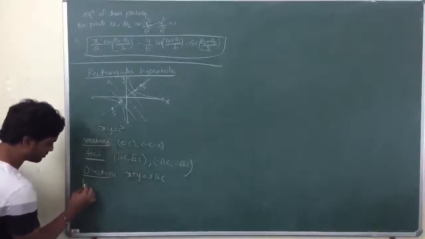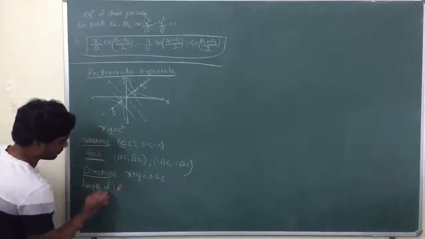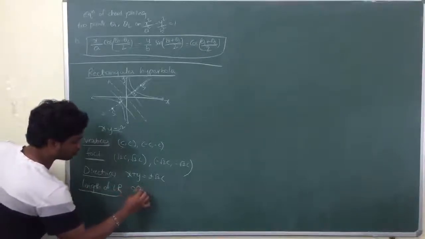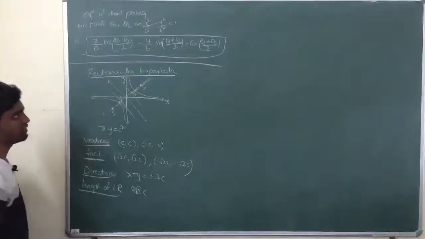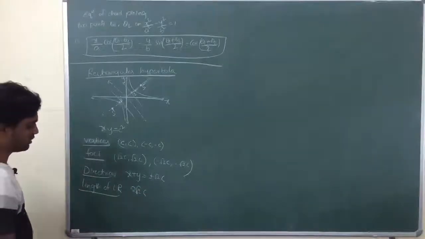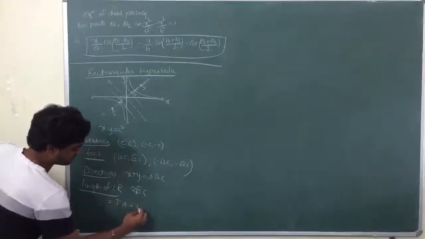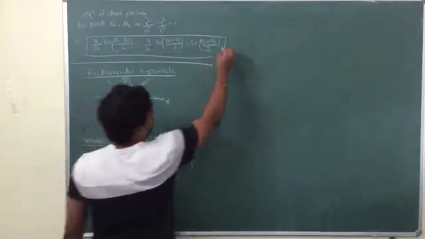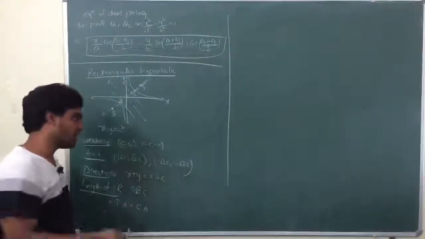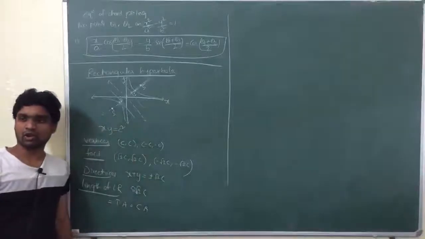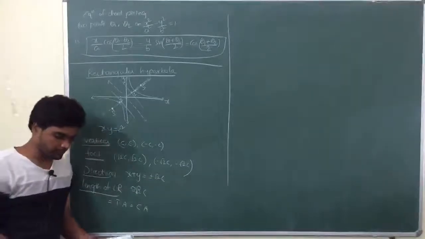Length of latus rectum is 2 root 2c, which is similar to the length of the transverse axis and also the length of the conjugate axis. So the length of transverse axis, length of conjugate axis and length of latus rectum are all equal in the case of a rectangular hyperbola.